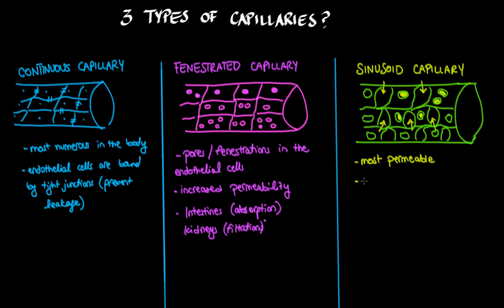So this is characterized by the presence of fenestrations as well as large intercellular clefts. And these characteristics are what make this type of capillary the most permeable in the body. And so this is going to allow large molecules to pass.